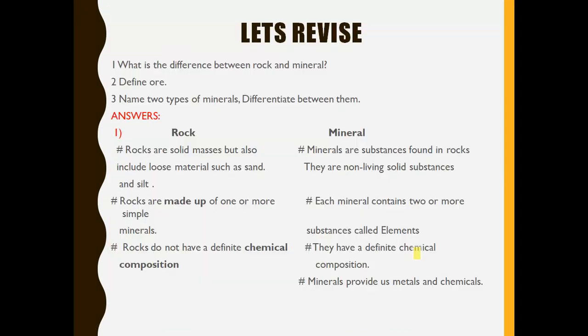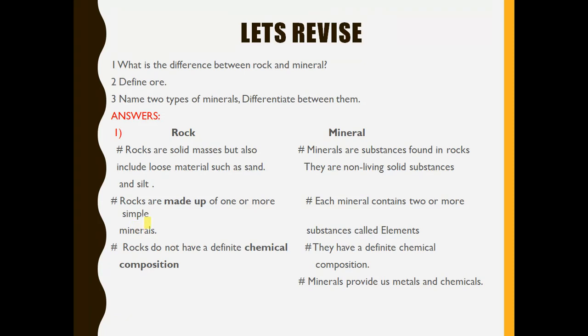So now, time to revise and ask some questions to you. If you understood the chapter, you must do these questions on your own, but I'll revise it with you. Now, the first question, what is the difference between rock and a mineral? In the first slide, I told you that rock is a solid mass, but it may also include loose material like sand and silt, whereas minerals are the substances found in the rocks. They are non-living solid substances.